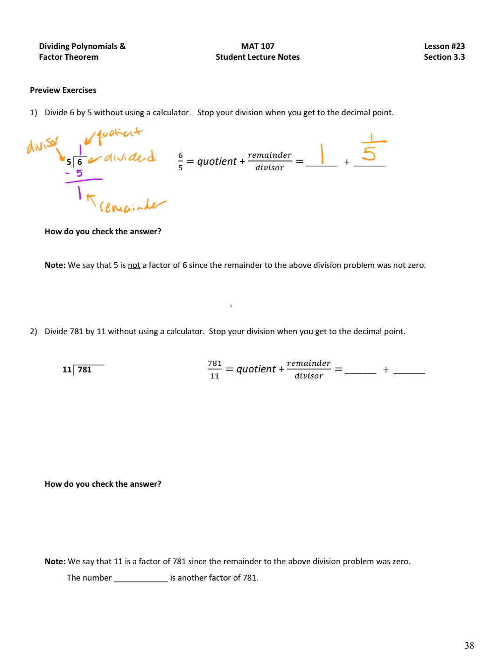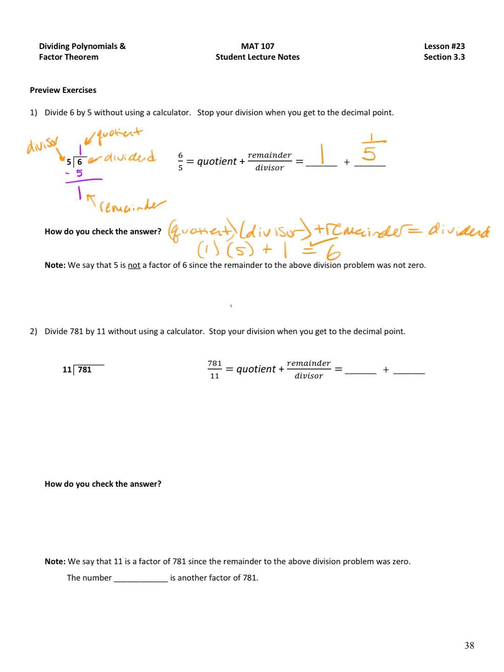So how to check the answer? Well, your quotient times the divisor plus the remainder equals the dividend. My quotient was 1, the divisor was 5, the remainder was 1, and the dividend was 6, so that works.